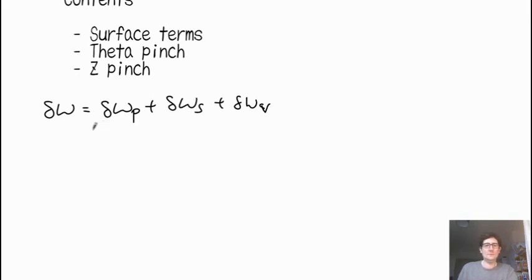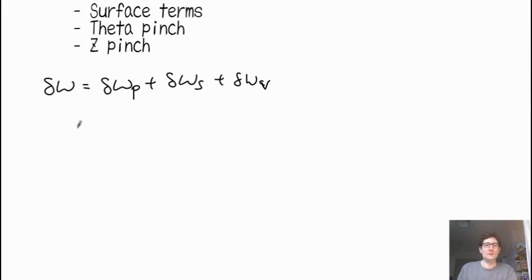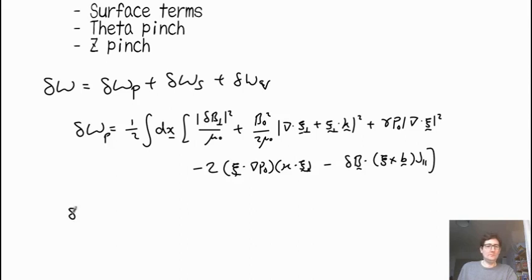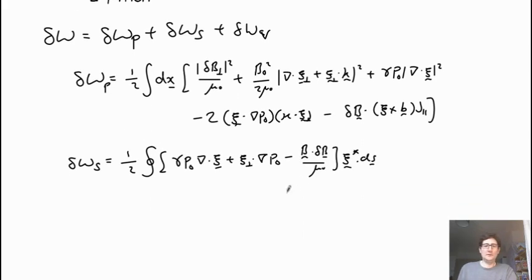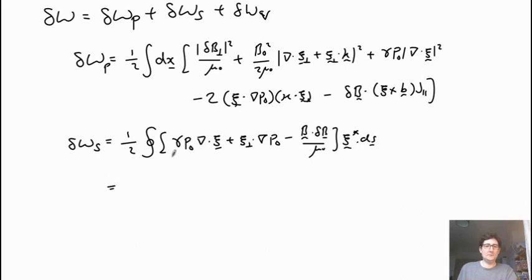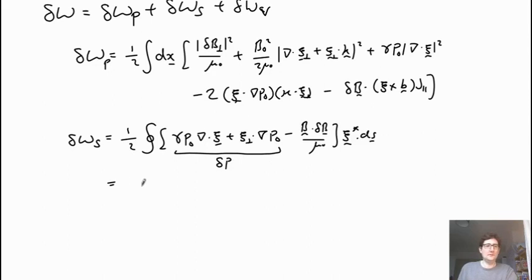And we write down here, so delta W plasma is what we've concentrated on most. The surface term we wrote down originally, so delta W S is an integral over the whole surface. And this we can write in a few different ways. First, this part here is just delta P. And we can actually group this together and write this whole thing as an integral over the surface.